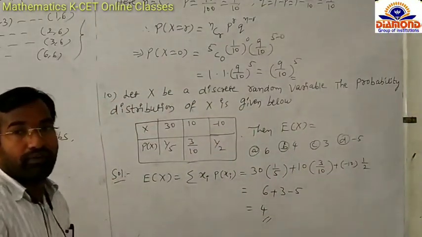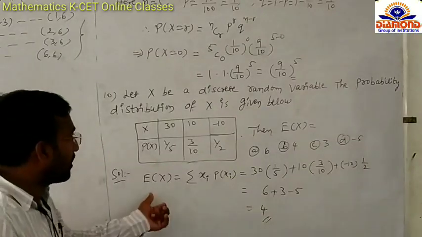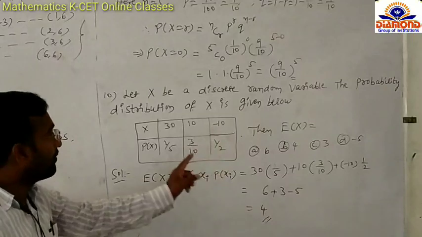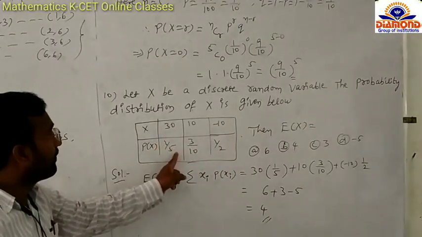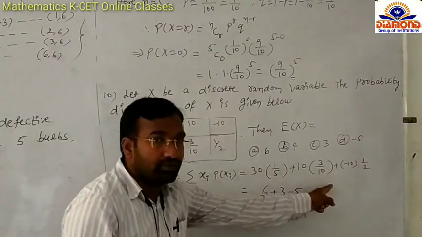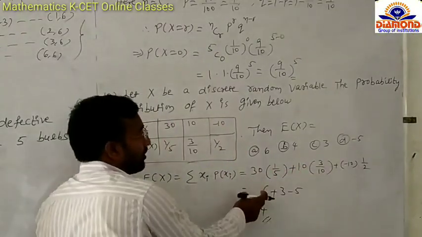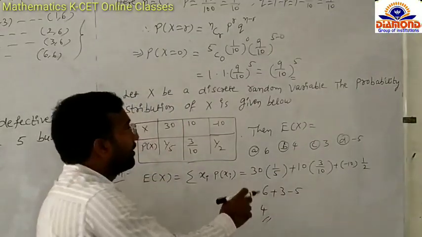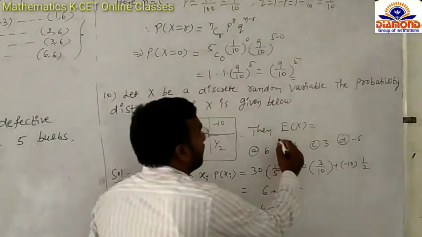So how to find the mean? E of X equals the summation of xi into P of xi. That means 30 into 1 by 5 plus 10 into 3 by 10 plus minus 10 into 1 by 2. So this equals 6 plus 3 minus 5. So the final answer is 4. So option is B.